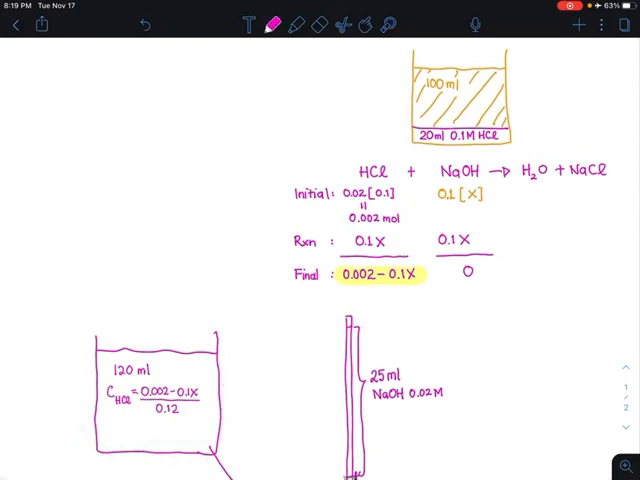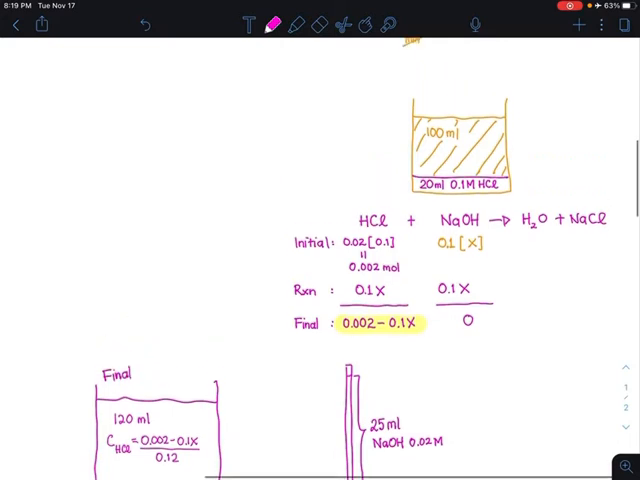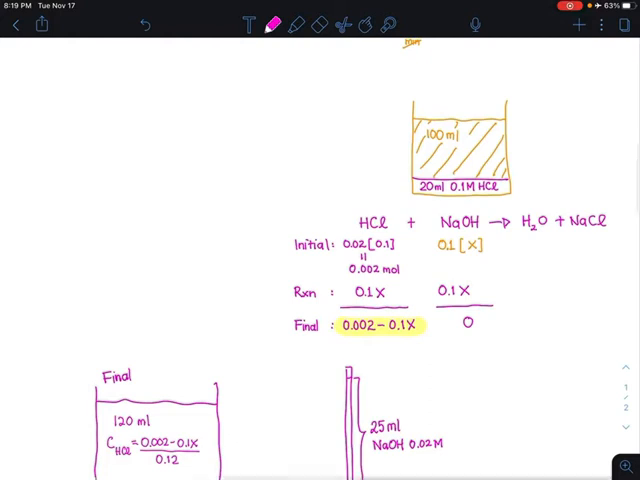Okay, this is final, while this one is initial.